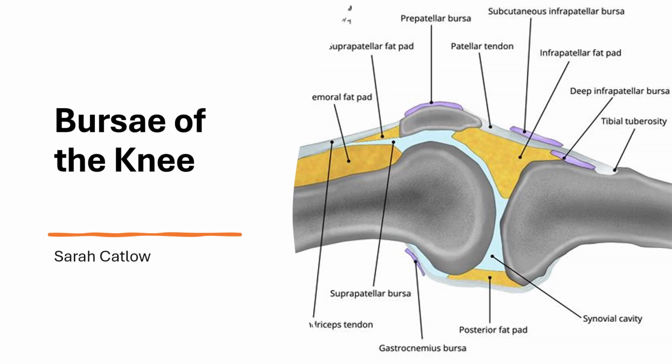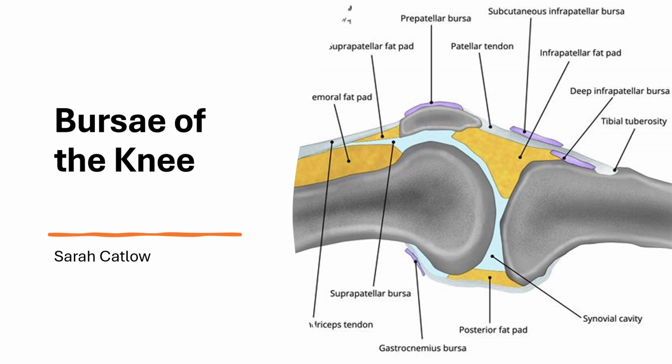Let's talk about the bursae of the knee. So the bursae are small fluid-filled sacs, and they're located in various areas of the body, including the knee. Their primary function is to reduce friction between tissues such as between bones, tendons, muscle and skin, ensuring smooth movement.